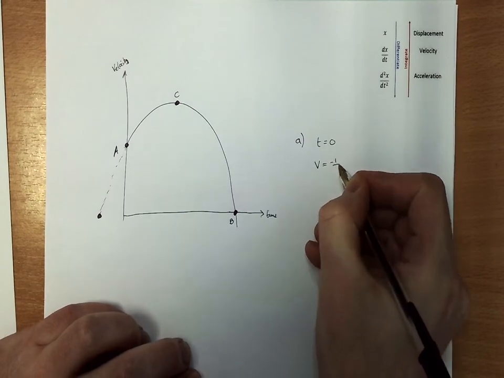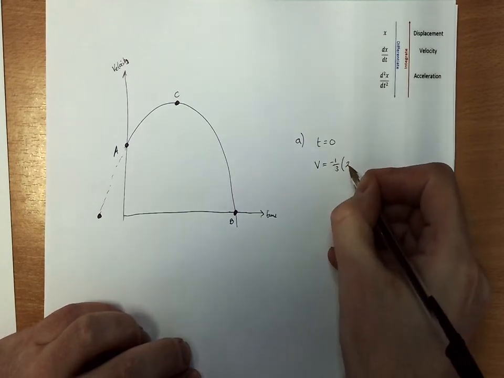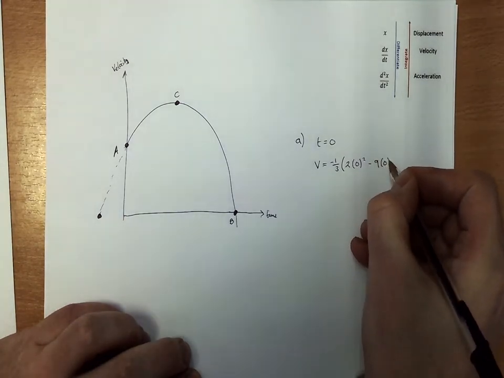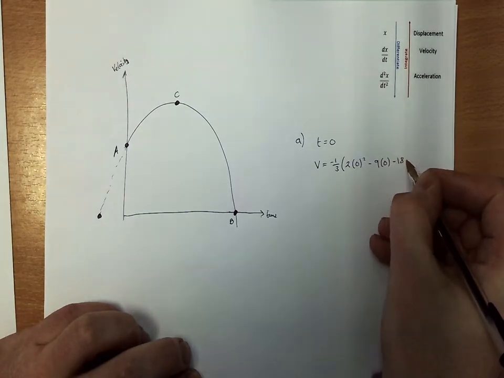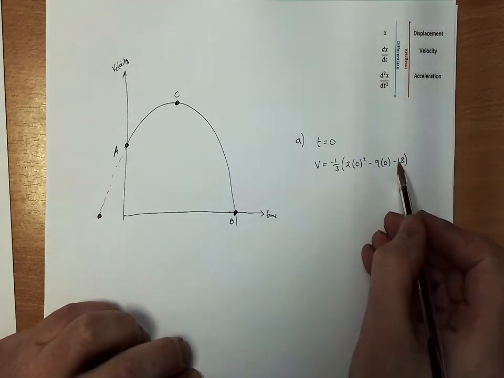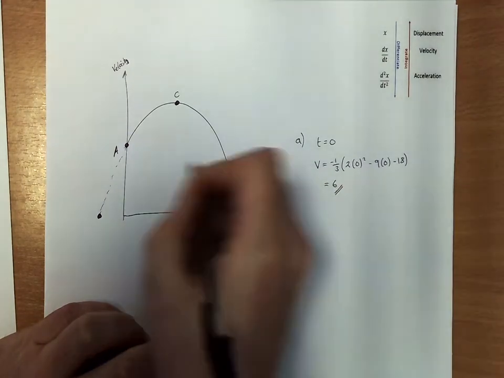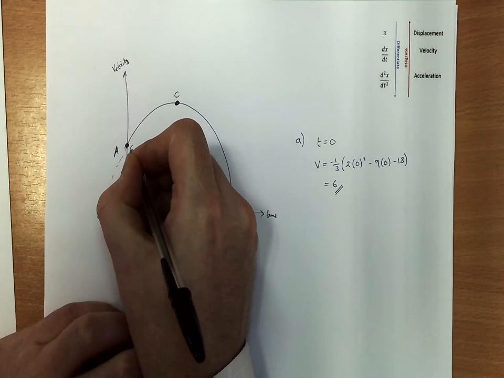So that means v, which is minus 1/3 of 2 times 0 squared minus 9 lots of 0 minus 18. You can type this in a calculator, or you can say it's minus 1/3 times minus 18, which is 6. So that tells me the initial speed is 6 meters per second.